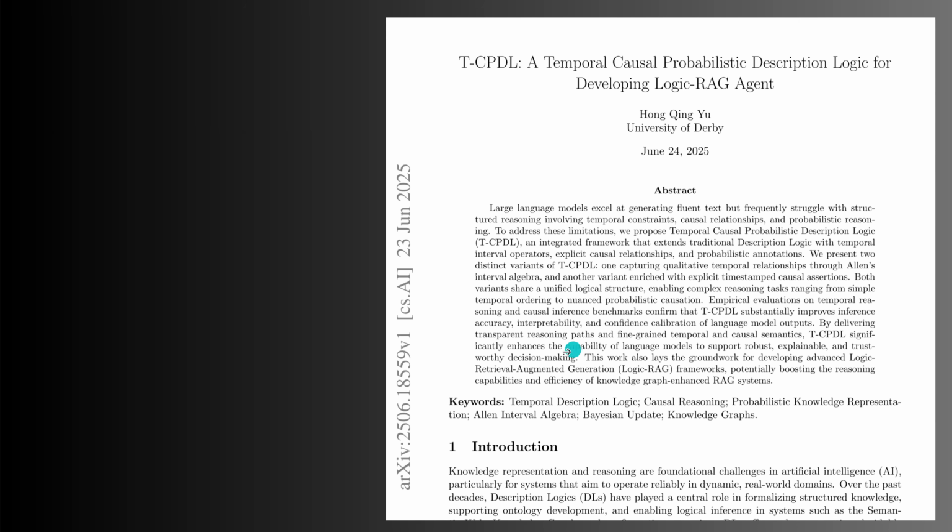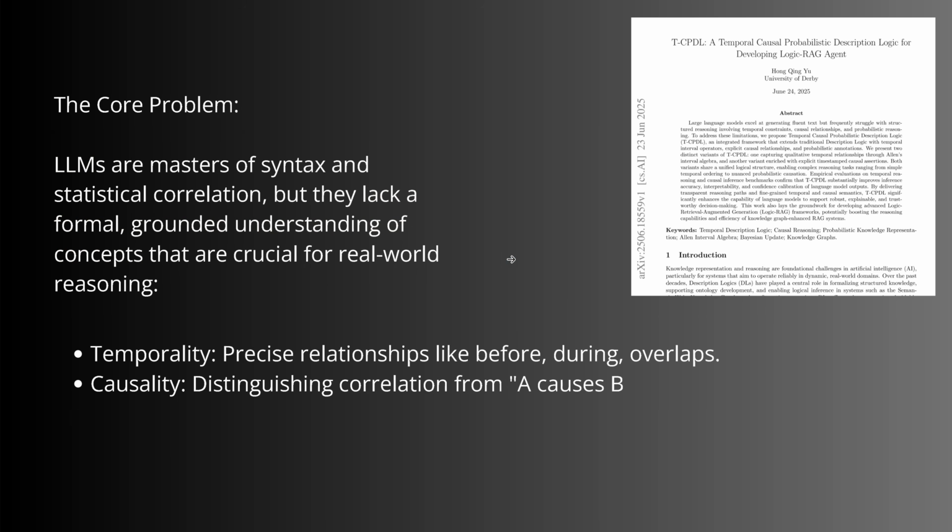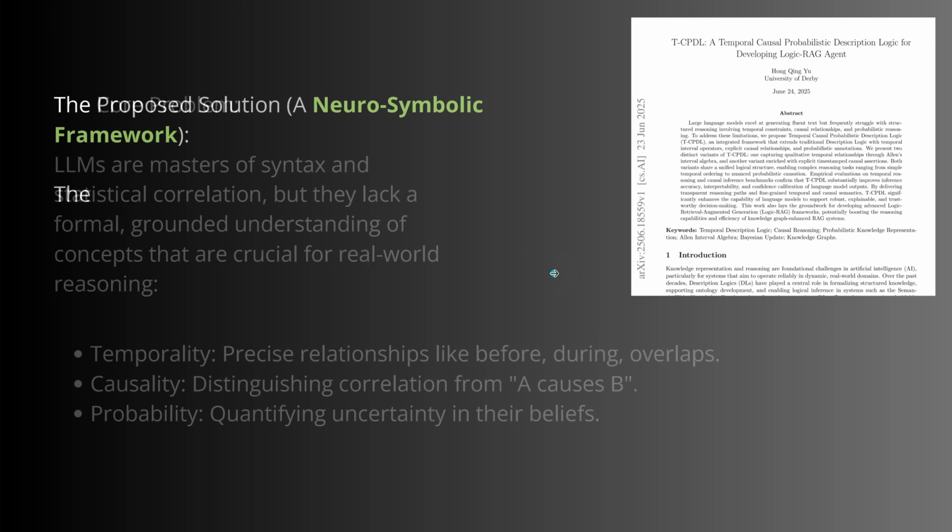Heaven's sake, so where we are here is in the area of temporal description logic, causal reasoning, probabilistic knowledge representation, Allen interval algebra, knowledge graph, and everything else. So what they find, the authors tell us we have a core problem identified. LLMs are great. They are masters of syntax and statistical correlation, unbelievably beautiful. But LLMs lack a formal grounded understanding of concepts that are crucial for the real-world reasoning path. And the first is temporality, second is causality, third is probability. It is not there in our LLMs.